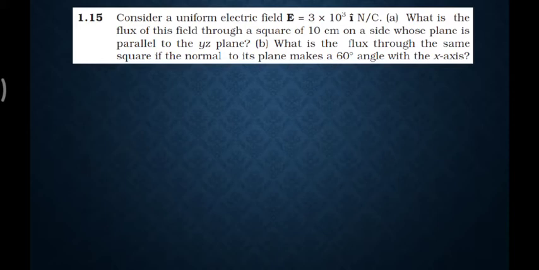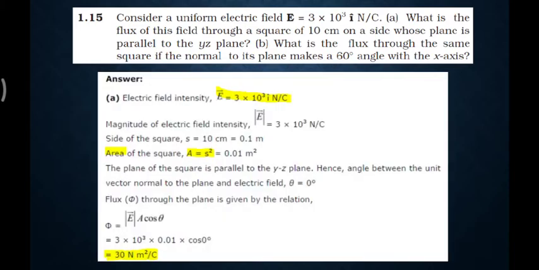Part B we will see later. Whatever the first task, let us find. A, the electric field is 3 into 10 to the power 3, the yellowish highlighted one. We are not bothering about the direction, so we take its modulus, 3 into 10 to the power 3. The side of the square is 10 centimeter. So 10 and 10 multiplied, the area of the square is 100 centimeter square. It has to be in meter square. In the SI system it will be 0.01. You have to take 0.01 for the further calculation.